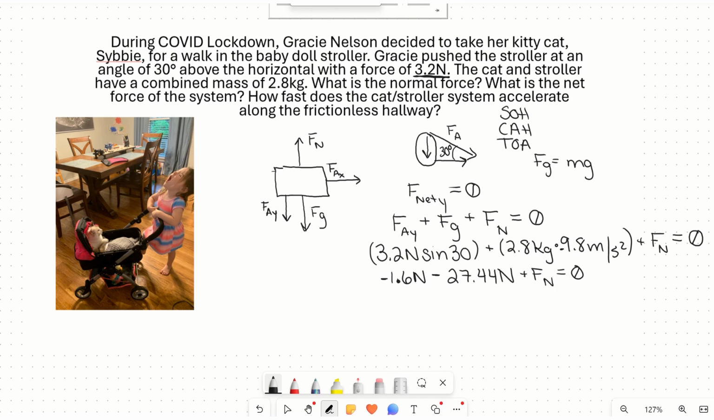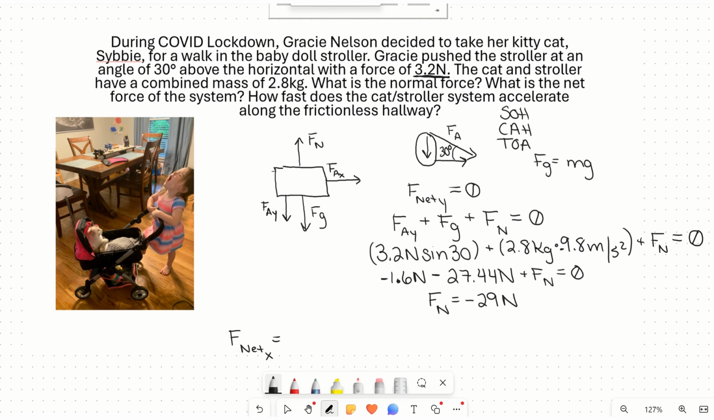So when I solve for this, force net, force normal, is going to equal negative 29 newtons, or approximately, it's 29.04. So 29 newtons in the normal direction. All right, so we found our F net in the y. I want you to take a second to find the F net in the x direction. So take a second, pause the video, and see if you can figure out the F net in the x direction.